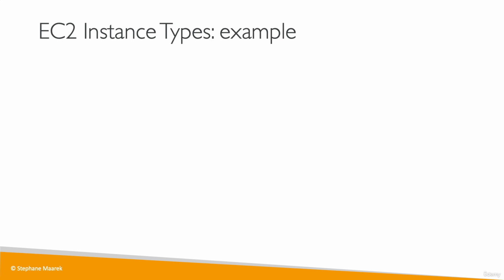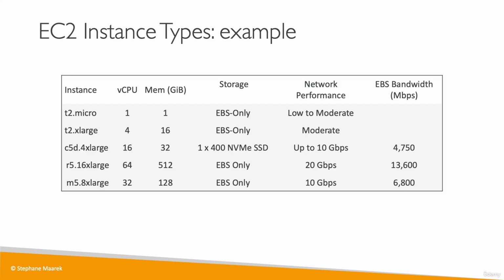So what does it mean? Let's compare a few instance types. For example, for the T2 micro, we have one vCPU and one gigabyte of memory. If you look at the R5 16xlarge, we have 64 vCPU and 512 gigabytes of memory. So we can see there's a lot more emphasis on memory. If we compare it to a C5d 4xlarge, we can see we have 16 vCPU and 32 gigabytes of memory. So less memory, more CPU, and so on, with different network performance, different EBS bandwidth, and so on. So just to give you a point of comparison.